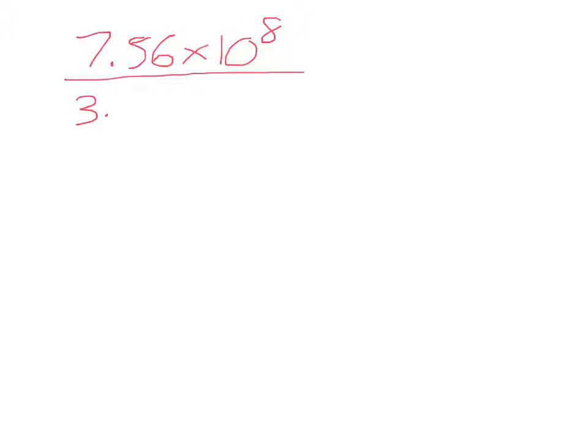What happens if I have to divide? What happens if I get 7.56 times 10 to the 8th over 3.15 times 10 to the 3rd power? Now, if you did this correctly, we're going to notice something very strange. It's multiplication and division. But one of the things I can do is take the division and separate it out, and take the multiplication and separate it out.